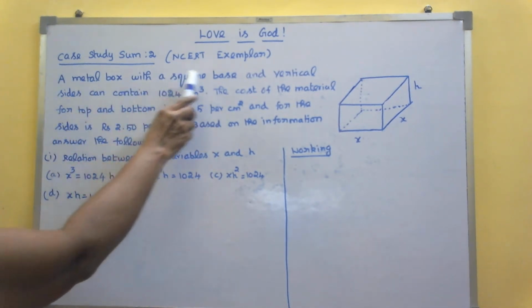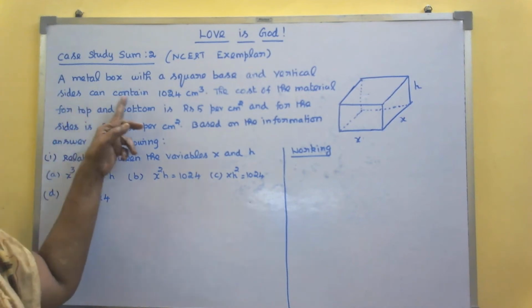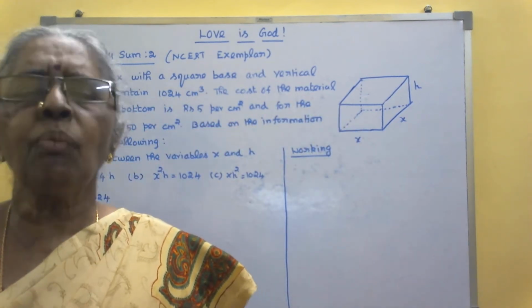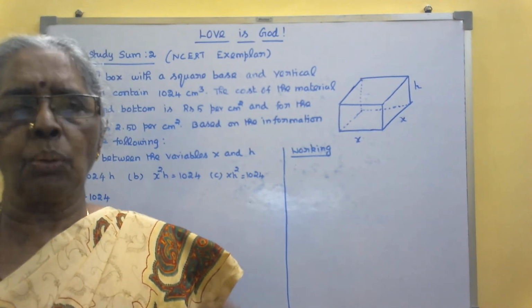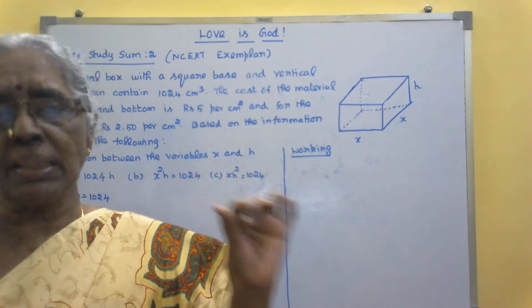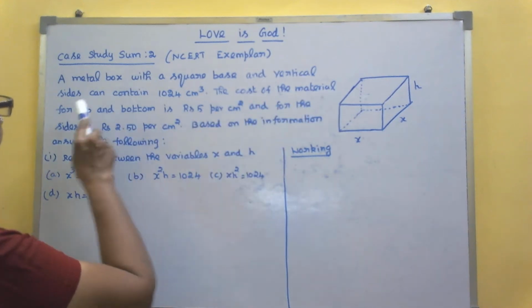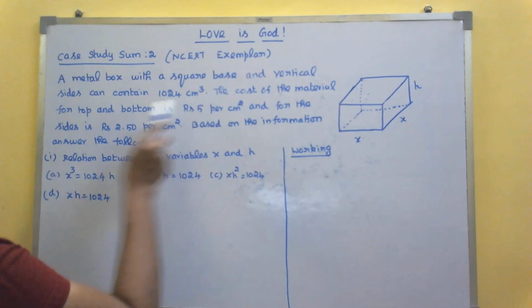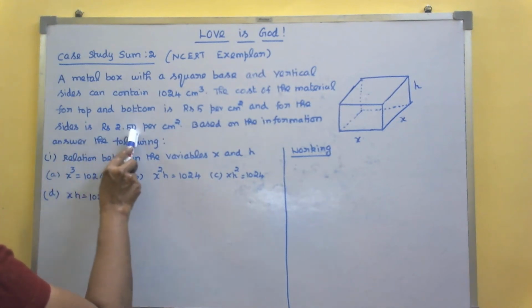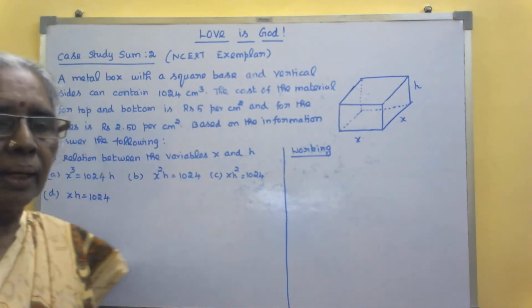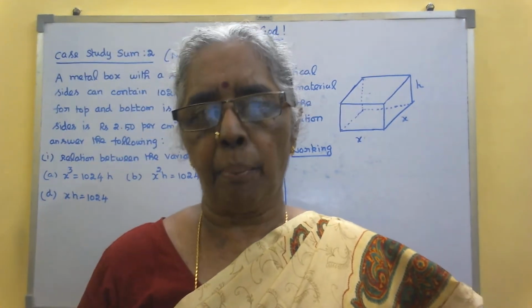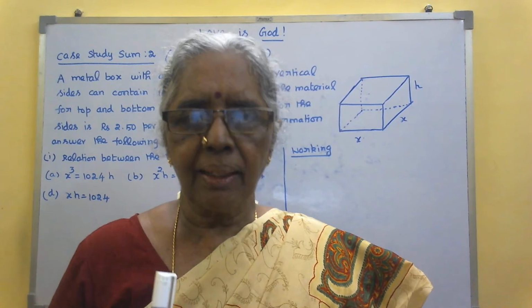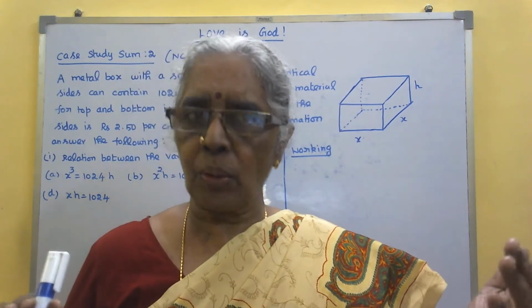A metal box with a square base and vertical sides can contain 1024 centimeter cube. What does it mean? The volume of the box is 1024 centimeter cube. That you must understand. The cost of the material for top and bottom is rupees 5 per centimeter square, and for the sides is rupees 2.50 per centimeter square. That is, if you want to construct a box, the metal part will be in the base, on the top and on the four sides, right?